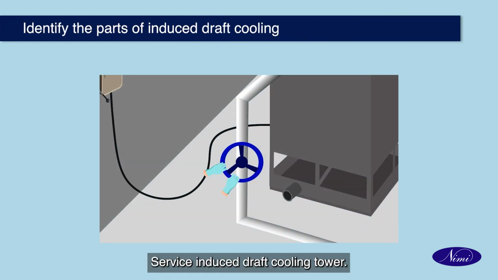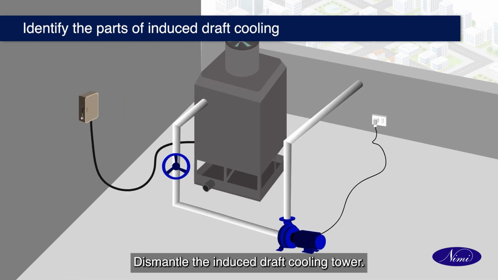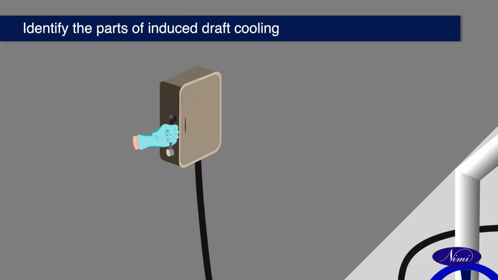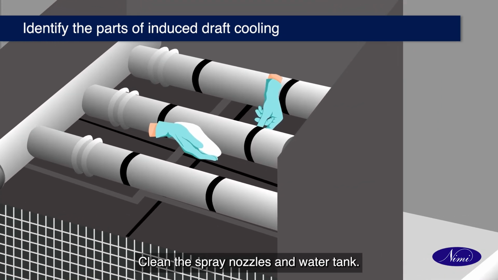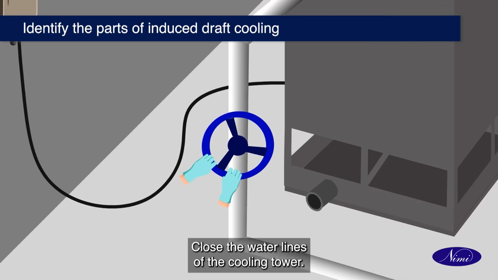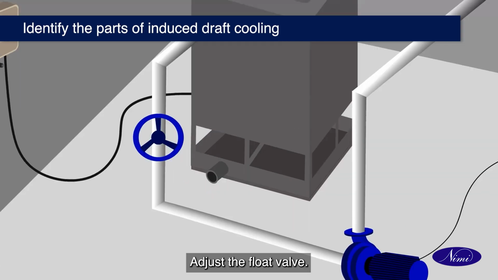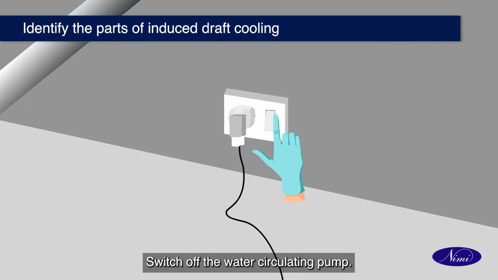Service induced draft cooling tower. Dismantle the induced draft cooling tower. Switch off the refrigeration plant. Clean the spray nozzles and water tank. Close the water lines of the cooling tower. Adjust the float valve. Switch off the water circulating pump.